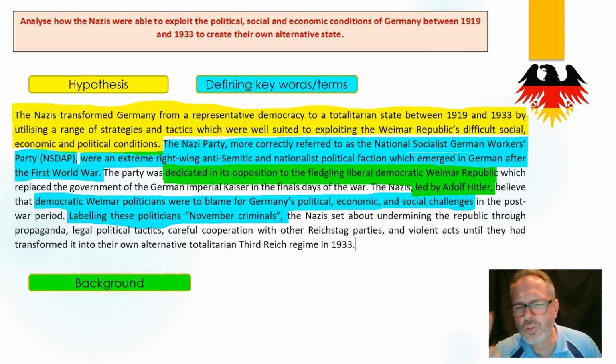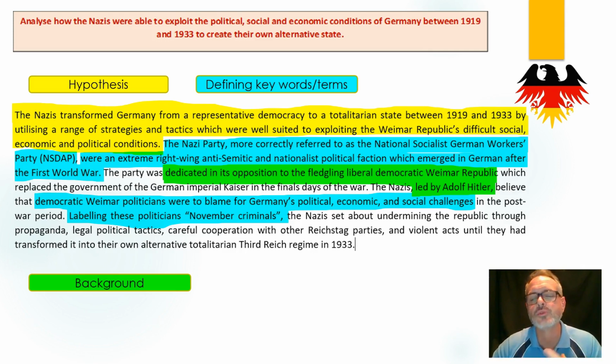But I do then want to define a term that might come up later, November criminals. It's interesting, I've popped November criminals at the end of this definitional statement, so I can look at this and go, November criminals, who were they? Well, they were democratic Weimar politicians who were being blamed for Germany's challenges after the war. So far, I've got a whole stack of key elements of a good introduction here, but no mention of arguments.